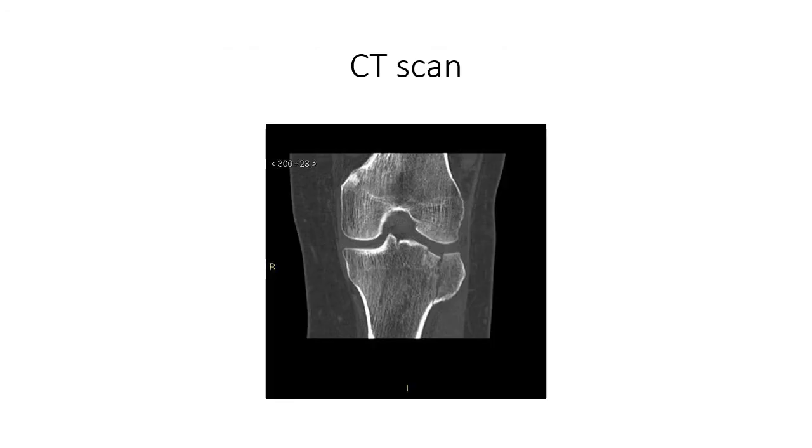CT scan is very helpful in accurately defining the extent of the bony injury and facilitates the orthopedic planning and intervention. It gives us a better view of the joint depression to classify the fracture according to the Schatzker classification, which helps us in the management and in the operative treatment.